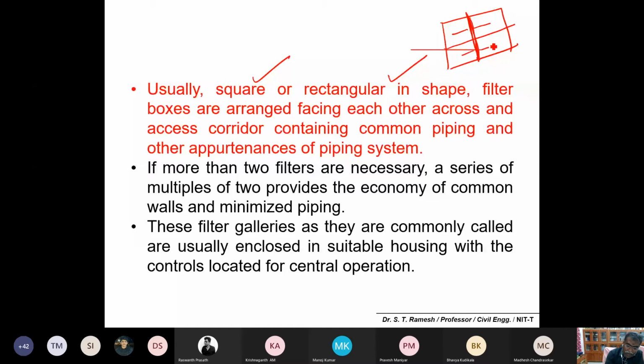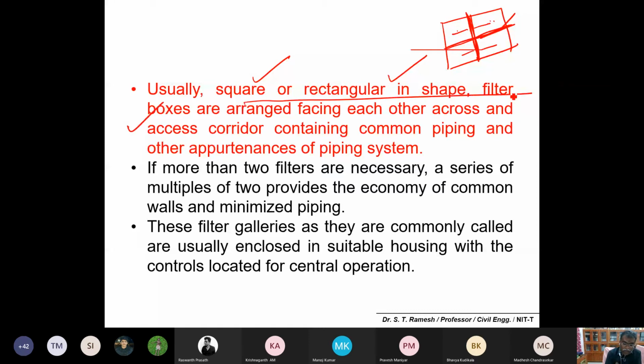So this is something important for this filter unit. This could be the common wall for filter box 2 and filter box 4, and this could be the common wall for filter box 1 and filter box 2. Thereby something is important.